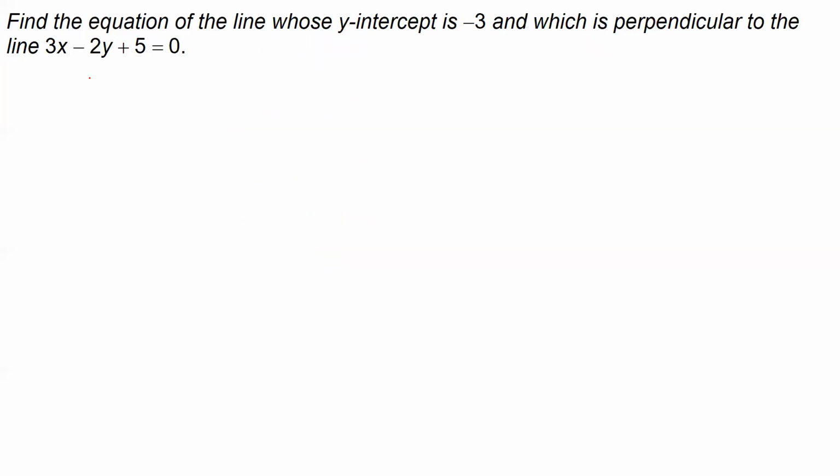Okay. Find the equation of the line whose y-intercept is minus 3 and which is perpendicular to this given line. Again, they are saying that our required line is perpendicular to this line. So our required line will be something like 2x + 3y + k = 0.